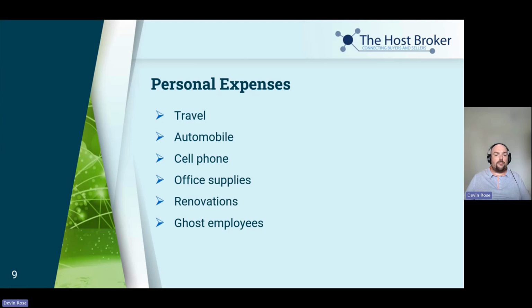And then also ghost employees. So sometimes you'll see MSP owners who have a family member on the books and paying them a salary, but they don't actually do a lot. So that would be another example of an adjustment to make there.